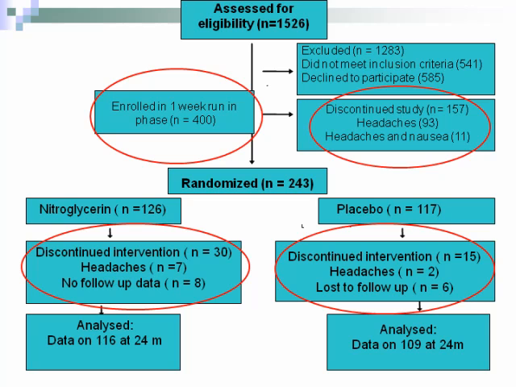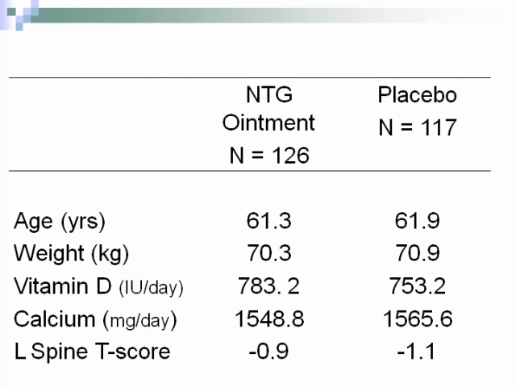I don't want to spend a lot of time on this slide, other than to just show you that we assessed 1,500 women to see if they were eligible, and of those we enrolled 400 in the run-in phase. About 104 women who were not interested in participating did not participate due to headache. Of the 243 women that we randomized, about 7 in the nitroglycerin group discontinued due to headache, and 2 in the placebo group discontinued due to headache. So again, we're seeing this differential with regard to headache.